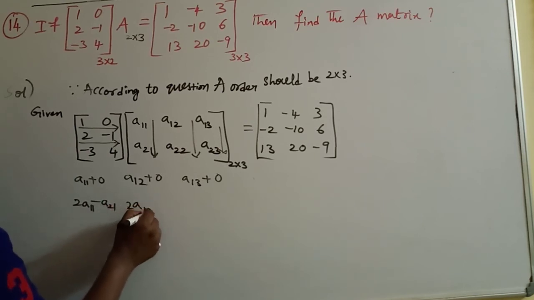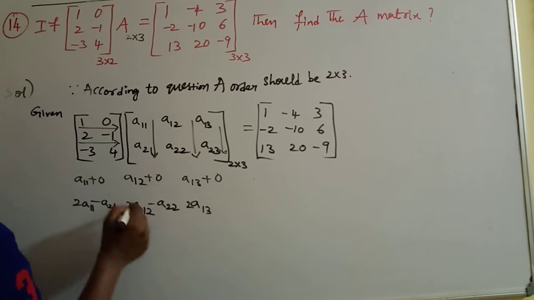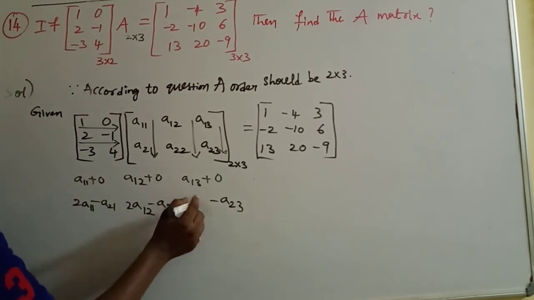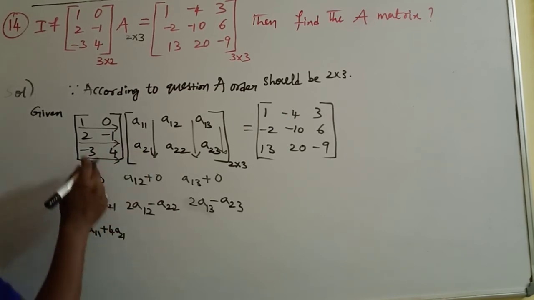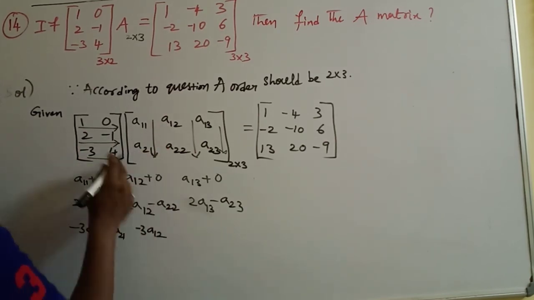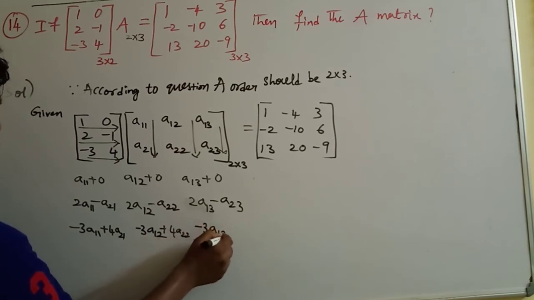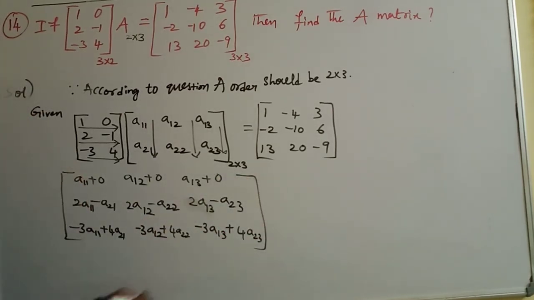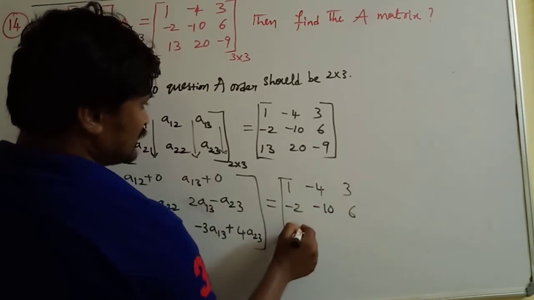2A12 minus A22. Next 2A13 minus A23. Next, same method, another one. Here it is minus 3A11 plus 4A21, minus 3A12 plus 4A22. Next minus 3A13 plus 4A23. So multiplication completed. That is equal to 1, minus 4, 3, minus 2, minus 10, 6, 13, 20, minus 9.